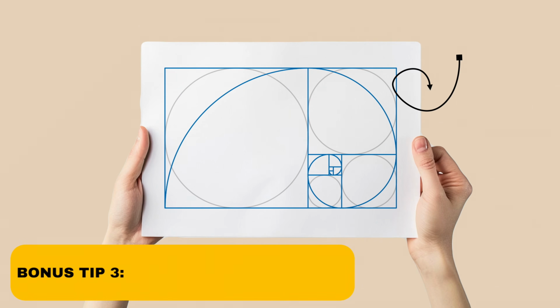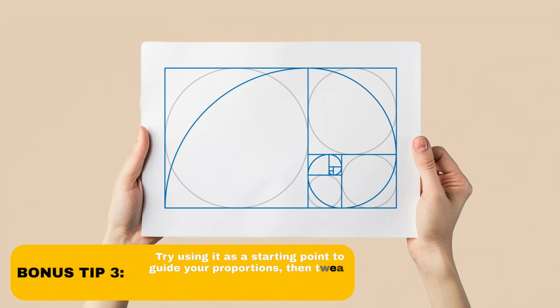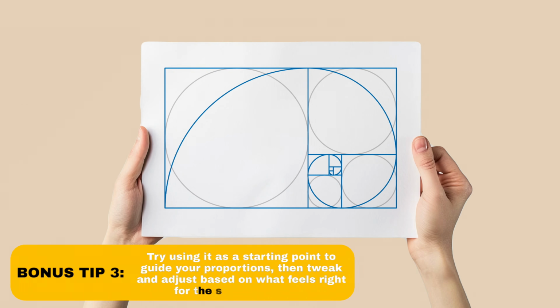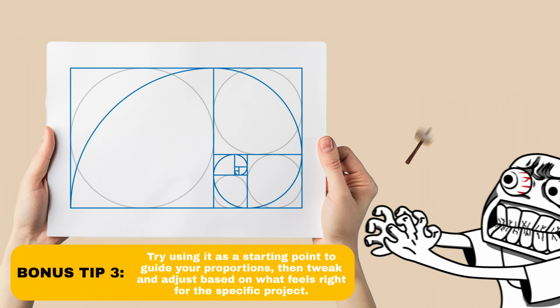Now my bonus tip here might surprise you a tiny bit, and that is, do not become too attached to the specific grid system. You don't have to stick rigidly to the golden ratio. Try using it as a starting point to guide your proportions, then tweak and adjust based on what feels right for the specific project. You don't want to pigeonhole yourself into a corner with this one.